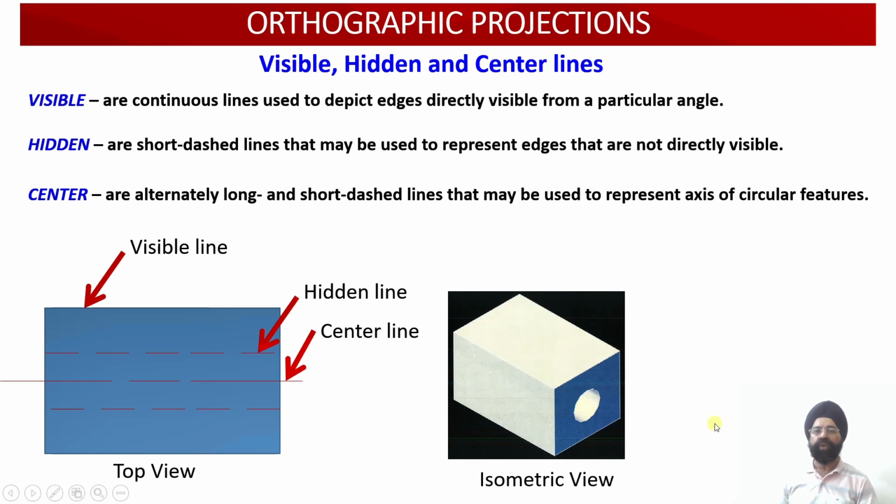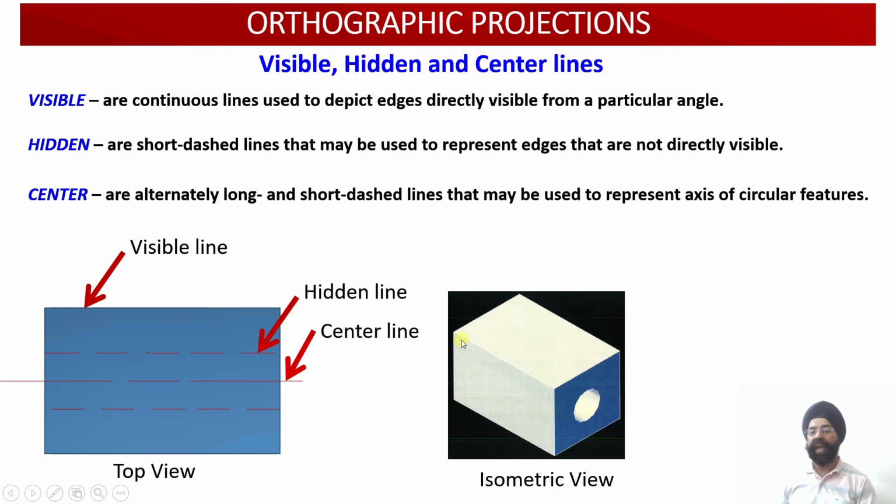Now, in orthographic projections, there are 3 types of lines which will be used. The first type of lines are visible lines. The visible lines represent the outlines of the object. So this is the visible edge. Any outline of the object, you can see this is an outline of the object, this is an outline of the object, this is again an outline of the object, or wherever the cross-section changes occur.